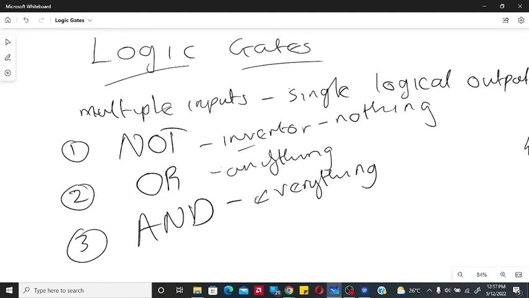So I'll show you how these things work in the next video, where we can dive deeper into the NOT gate, OR gate, and AND gate, and I'll show you how everything works. I just wanted to give you a brief introduction to what logic gates are and what the word logic gate even means. So logic gates depend on the input to produce an output. That's all. So I'll see you in the next one.